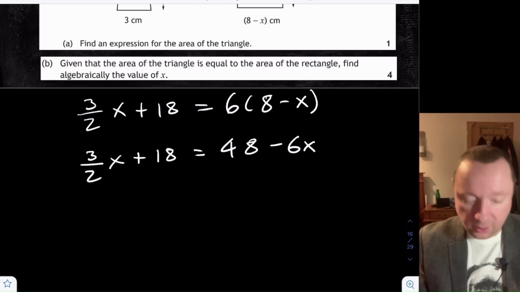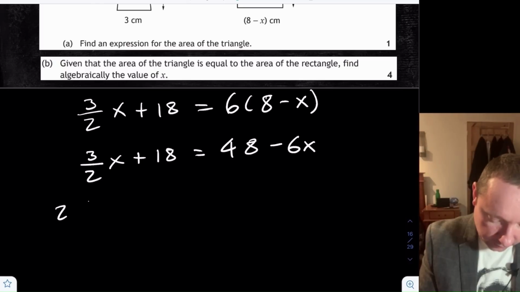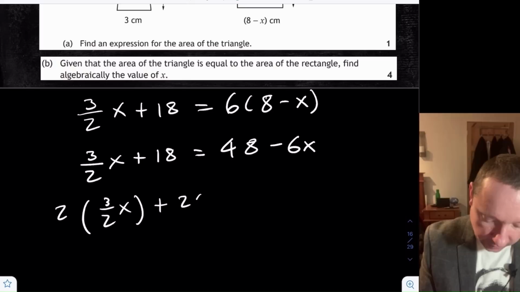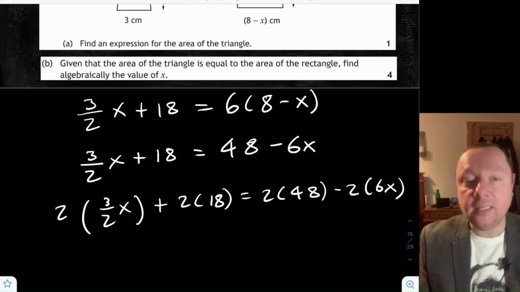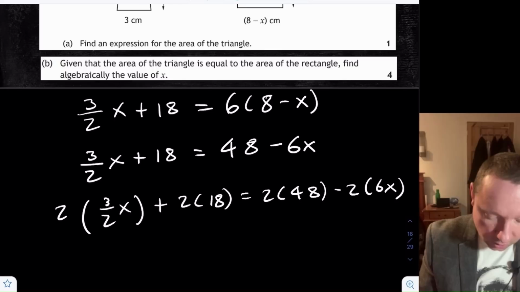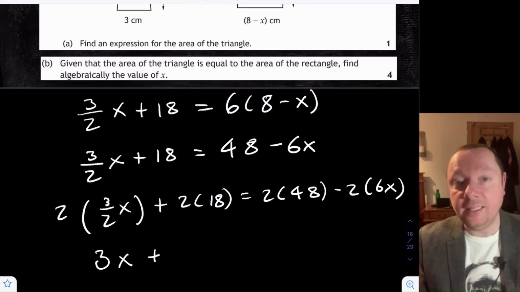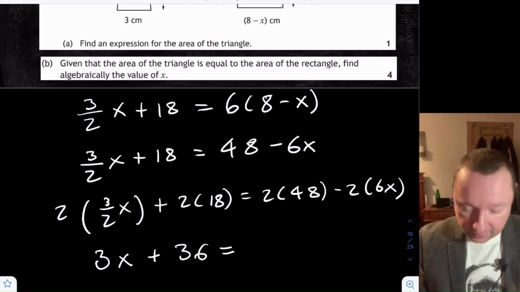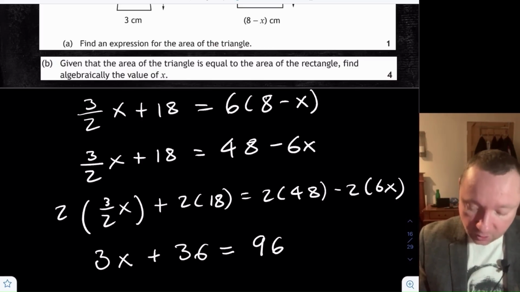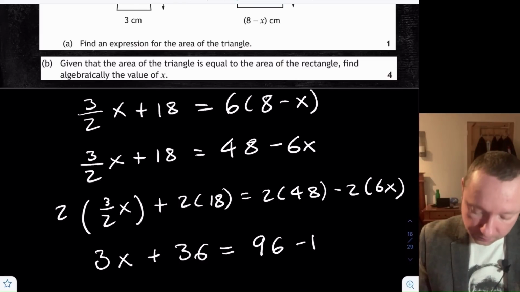Times through by 2, I'll write that here: 3 over 2x plus 2 times 18 equals 2 times 48 minus 2 times 6x. Make sure you times everything by 2. So that gives me 3x plus 2 times 18 is 36. 2 times 48 is 96. And 2 times 6 is 12.